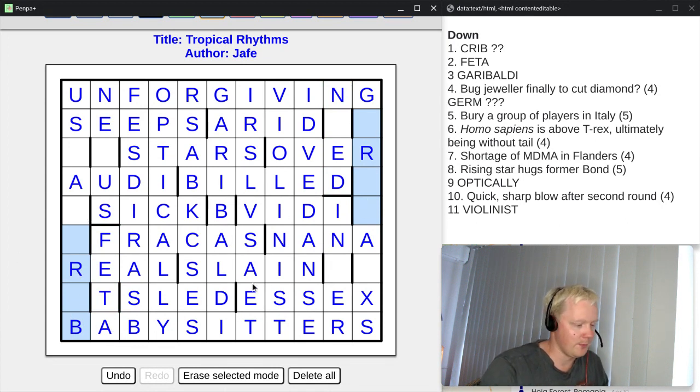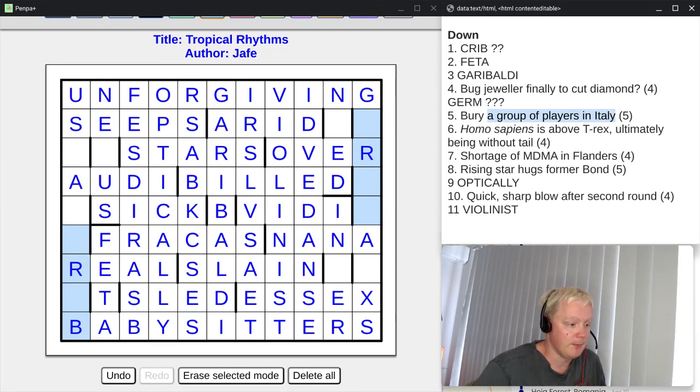Yeah, maybe we'll remember from this blue that it is either of these two, but not both. Okay, let's look at this 5. Now this starts after this G here. Bury a group of players in Italy. This is going to be a double definition. One definition is to bury, a verb meaning to bury someone. And the other definition is a group of players in Italy, namely a football team. And it's going to be the football team Inter.